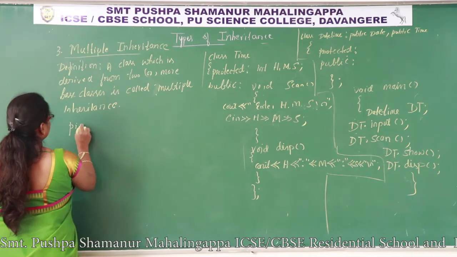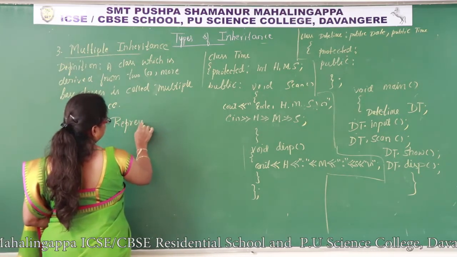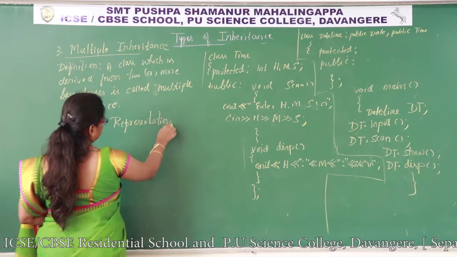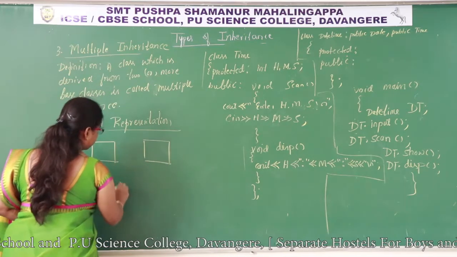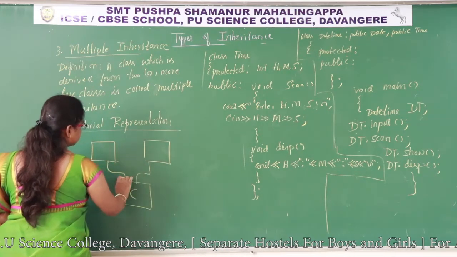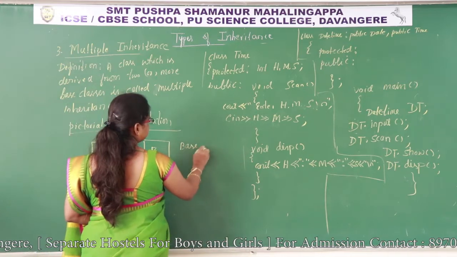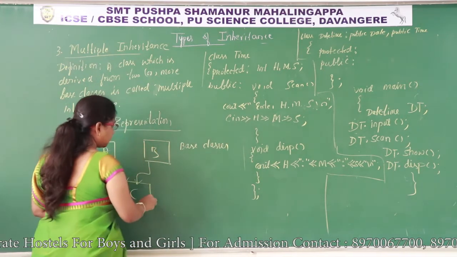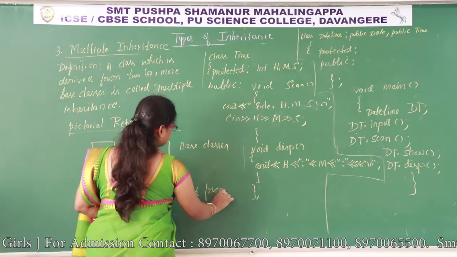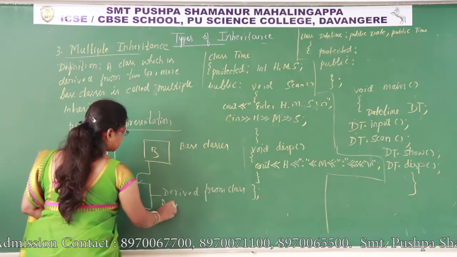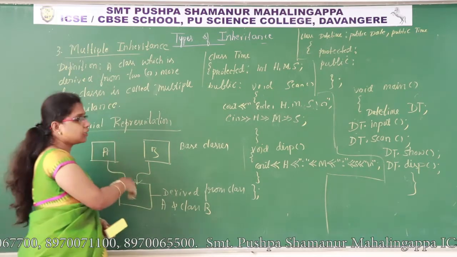Now, pictorial representation. Class A, class B and class C. A and B are base classes, and class C is derived from class A and class B. The properties of class A and class B are inherited to class C.